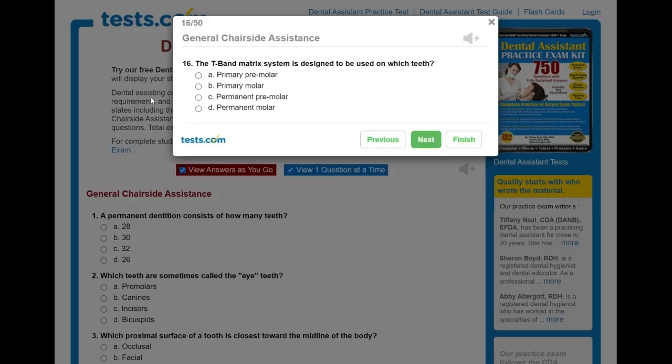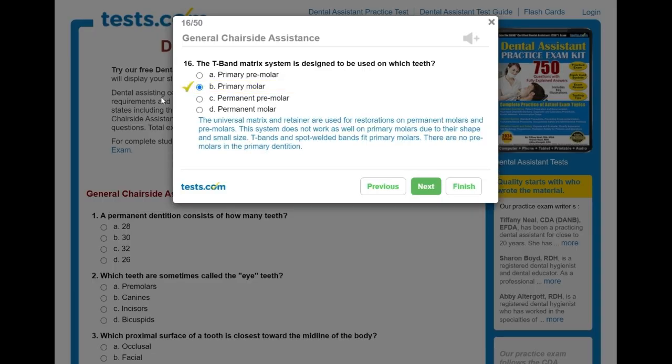Question 16. The T-band matrix system is designed to be used on which teeth? A. Primary premolar. B. Primary molar. C. Permanent premolar. D. Permanent molar.